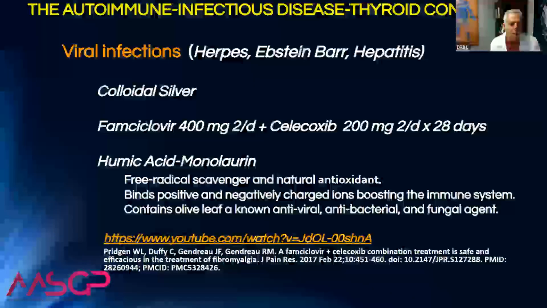Some remedies here, real quick. I'm sure you all have your own favorites. Colloidal silver, and valacyclovir plus Celebrex is a good combination. There's the dose there for about 28 days. And humic acid monolaurin is a combination, a natural antioxidant and a natural antiviral agent. It binds to positively and negatively charged ions and boosts the immune system. It contains olive leaf, which is a known antiviral, antibacterial, and antifungal agent.